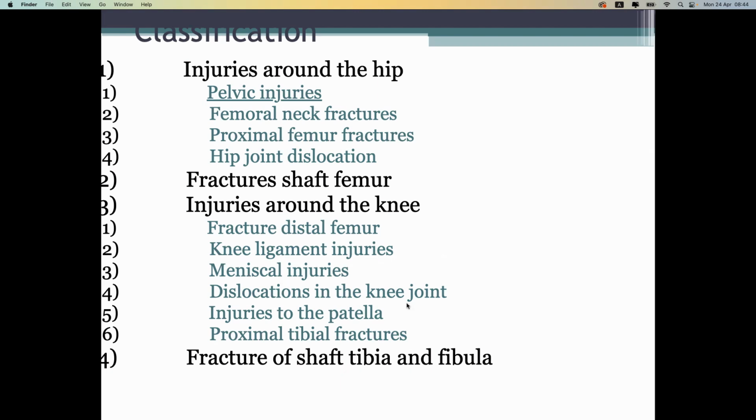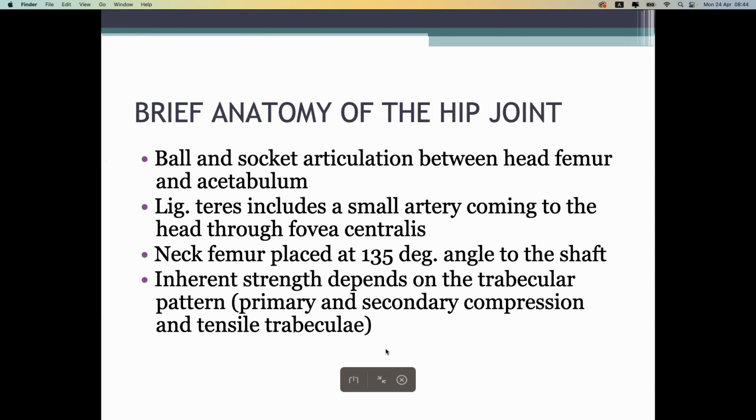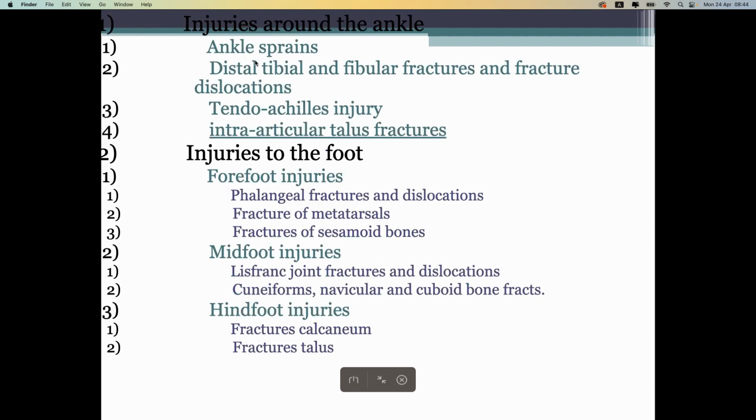Okay, injuries around the knee joint, which is one of the complex, difficult topics, because the knee is a difficult joint. Okay, we don't just cover the fracture of the bones, but also we talk about the ligament injuries, the meniscus injuries. Then it's going to be tibia fibula. That's it. Okay, we go forward.